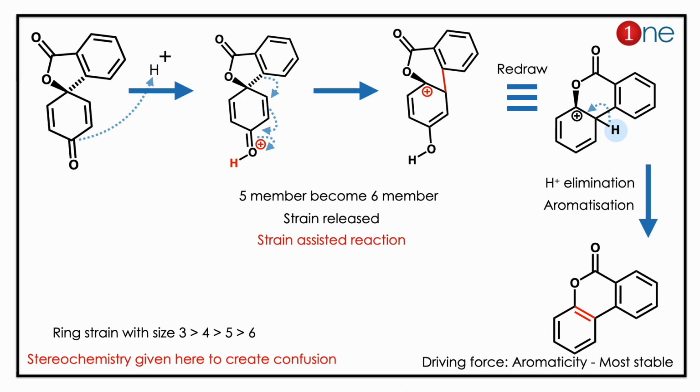So the 5-membered ring becomes a 6-membered ring. The strain is diluted, so this is a strain-assisted reaction. If you redraw it nicely, you have a 6-membered ring. Ring strain is relieved. Then the cation has the possibility of quenching by hydrogen, so hydrogen eliminates and you have aromaticity. So two driving forces are here: one is strain, another is aromaticity.